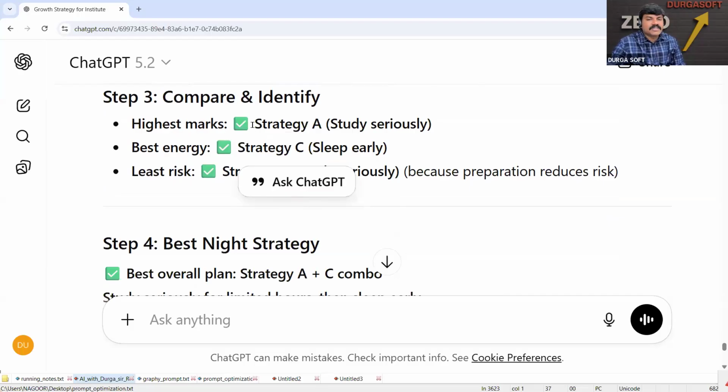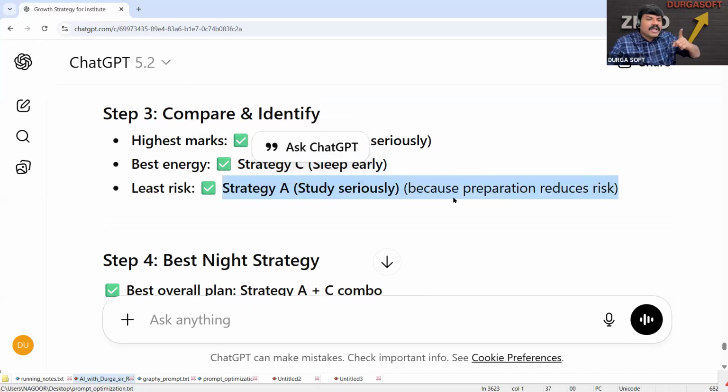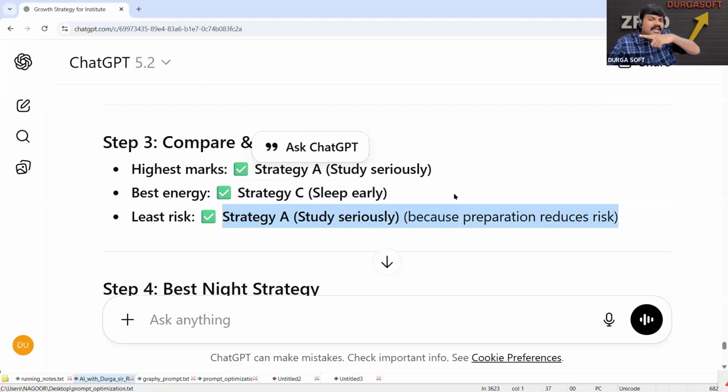So compare. Highest marks: Strategy A, study seriously. Best energy: Strategy C, sleep early. Next, least risk: Strategy A, study seriously. Okay, so one branch is completely removed.